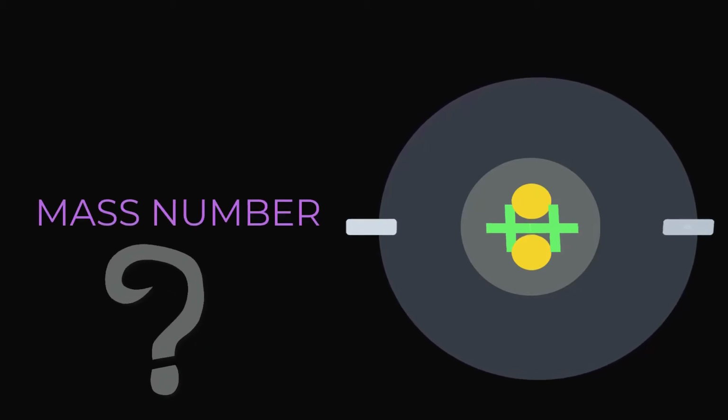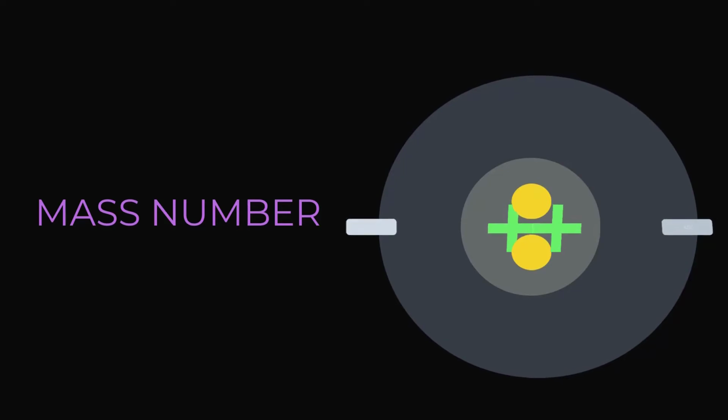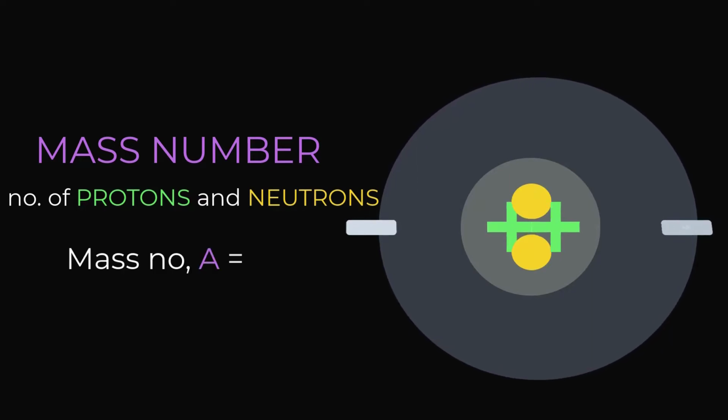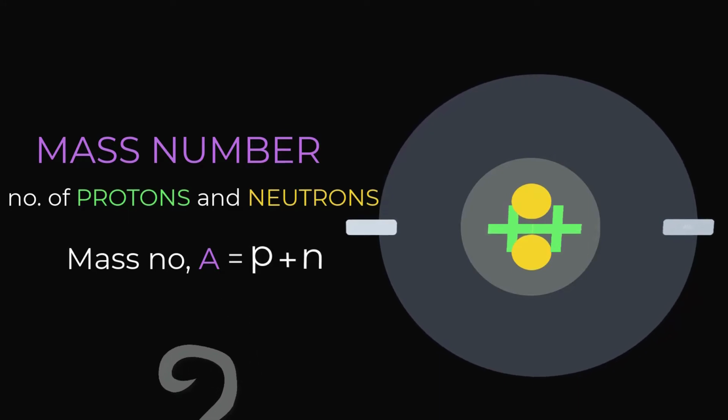What is the mass number? The mass number is a count of both the number of protons and the number of neutrons in the nucleus of the atom. It is denoted by the letter A. Therefore, mass number A equals number of protons plus number of neutrons. If you have been observant, you would have recognized that we have not given either the mass number or atomic number any units. You know why? Because it's just a numerical count of how many subatomic particles are in the atom.